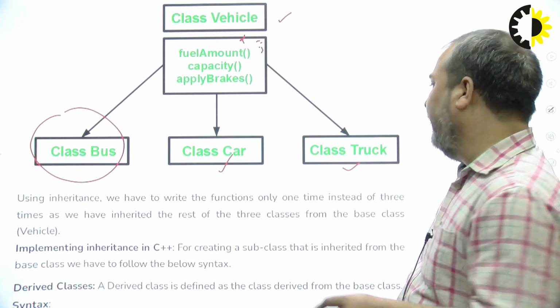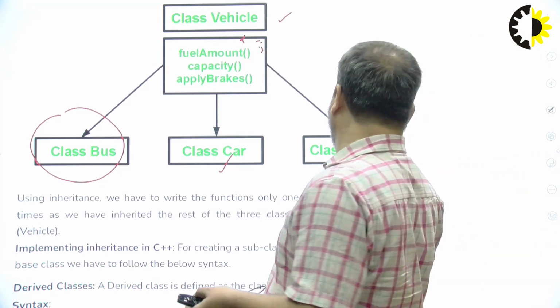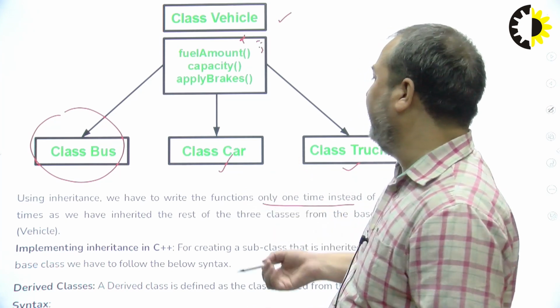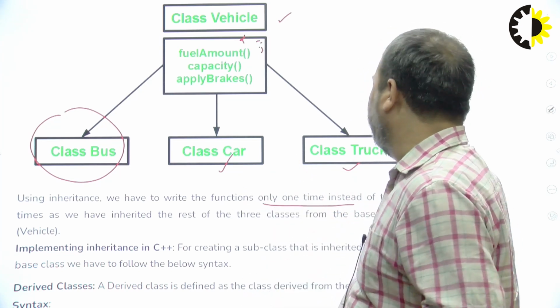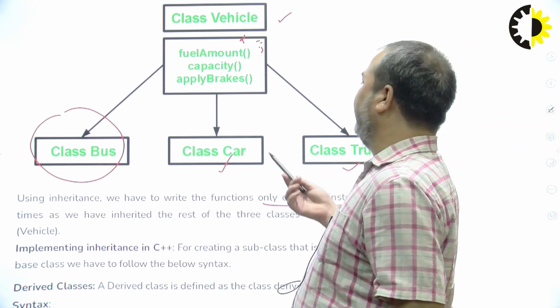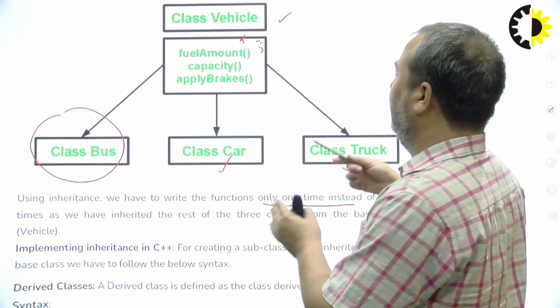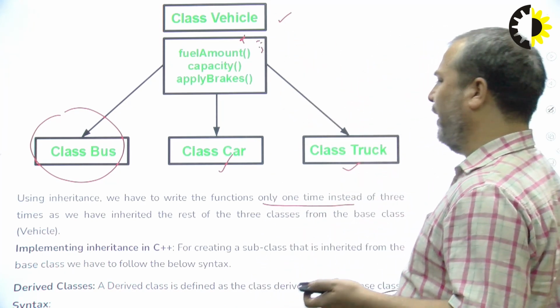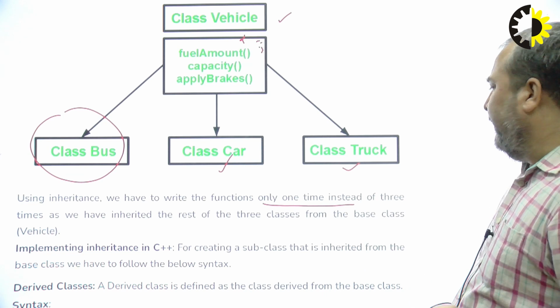So using inheritance, we have to write the function only one time instead of 3 times, as we have inherited the rest of the 3 classes from the base class. Means there is no need to write the implementation part of the common class. Okay. So, implementing inheritance in C++.